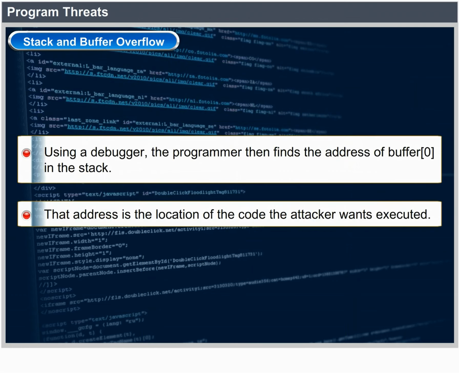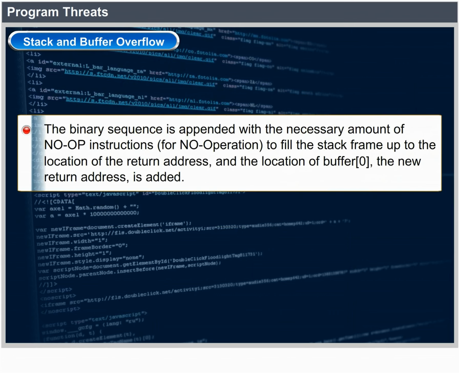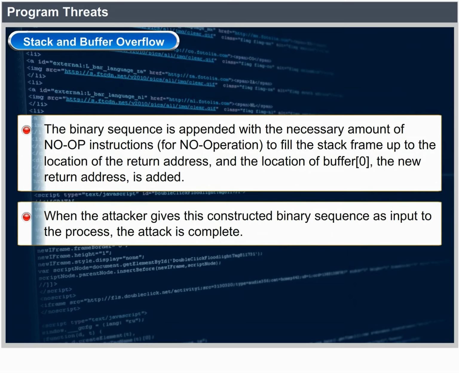The binary sequence is appended with the necessary amount of no-op instructions, for no operation, to fill the stack frame up to the location of the return address and the location of buffer[0]. The new return address is added. The attack is complete when the attacker gives this constructed binary sequence as input to the process.